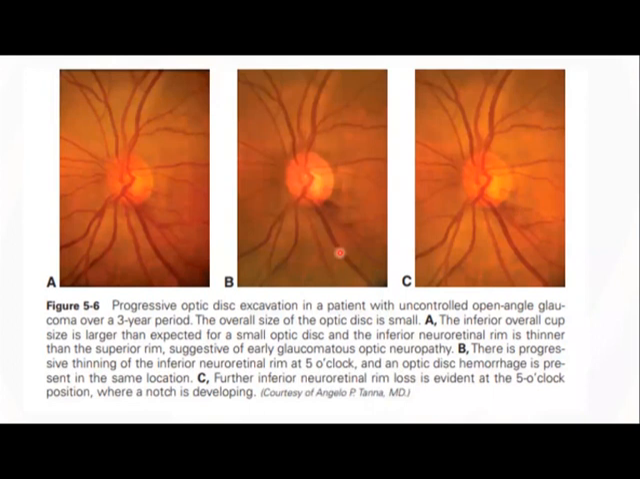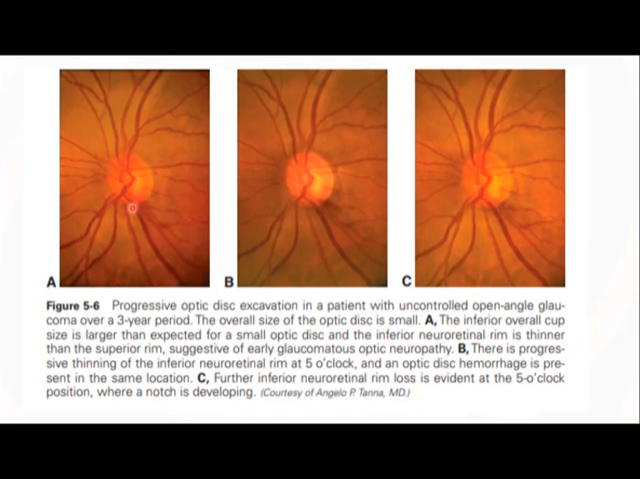This is a progressive optic disc excavation in a patient with uncontrolled open angle glaucoma over a 3-year period. The overall size of the optic disc is small here. In picture A, the inferior overall cup size is larger than expected for a small cup disc, and the inferior rim is thinner than the superior rim, and shows early glaucomatous optic neuropathy.